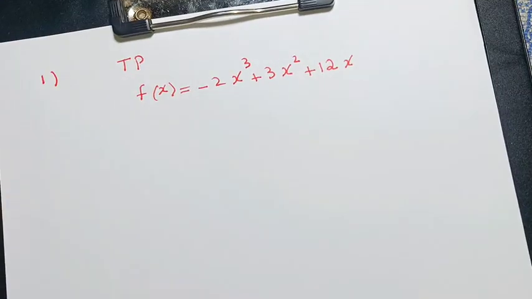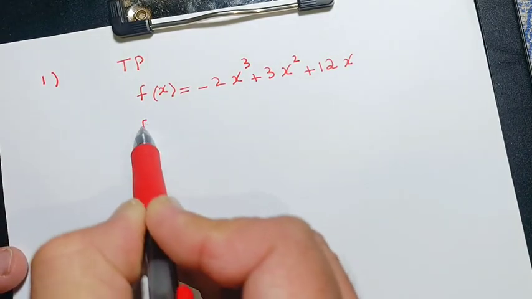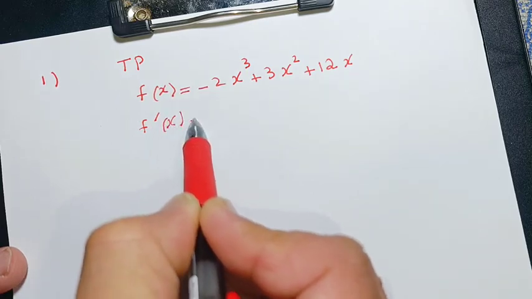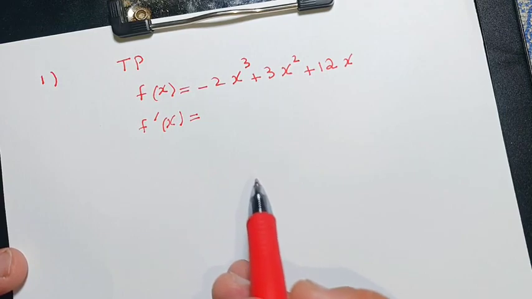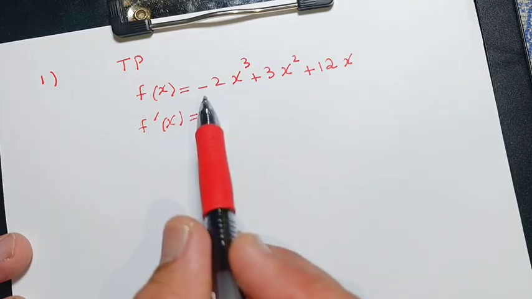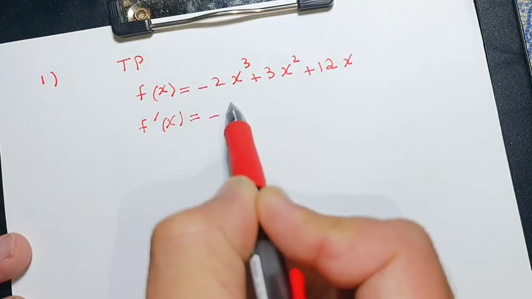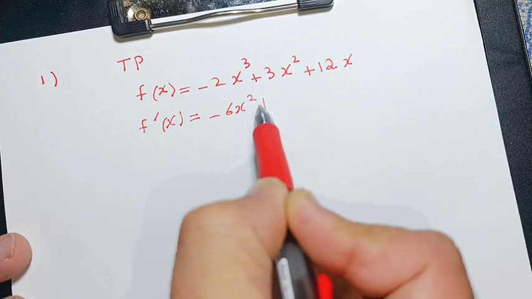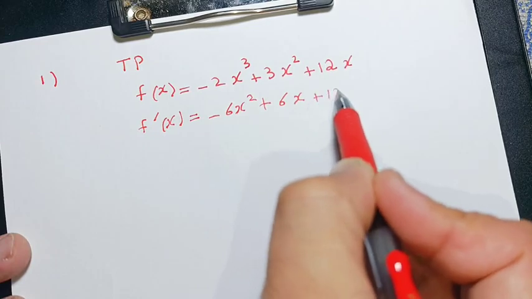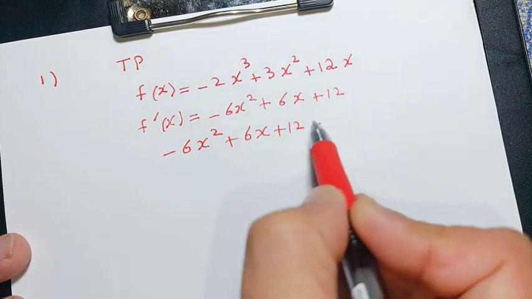So first of all, I need to find the turning points according to the question. I'm going to take the first derivative, because to find the turning point or stationary point, the first derivative must be equal to 0. Then you solve for x. Then you have to put that x value back into the original function to find the y value. So the first derivative is going to be negative 6x squared plus 3 times 2 is 6x plus 12.